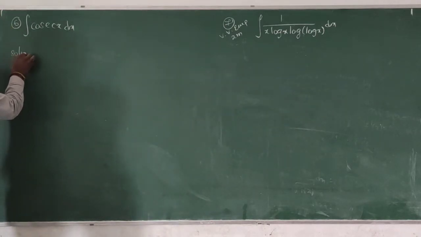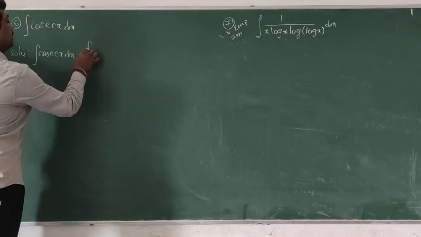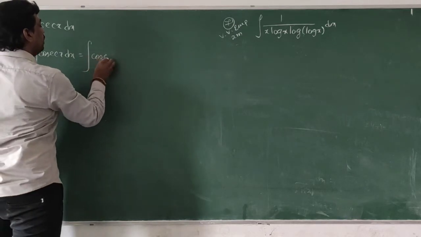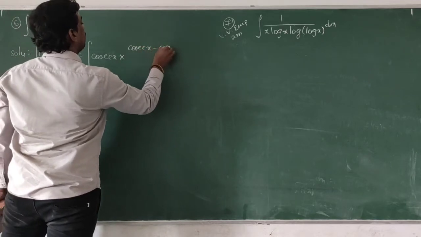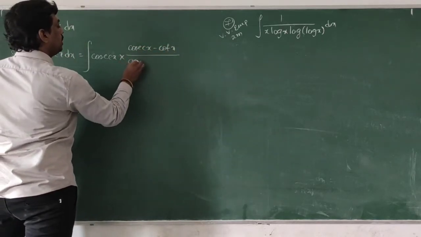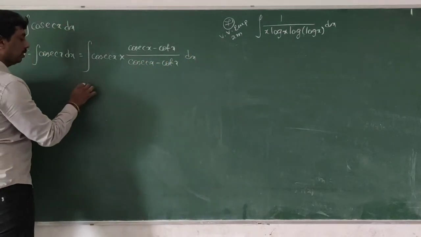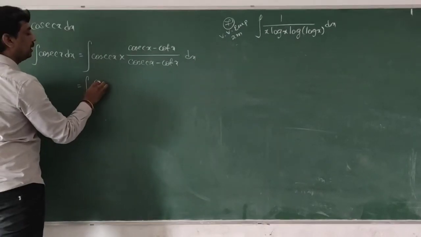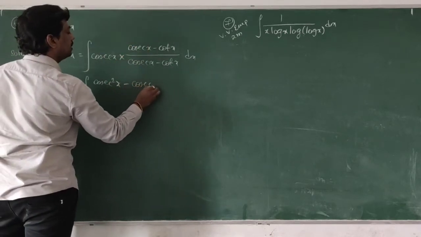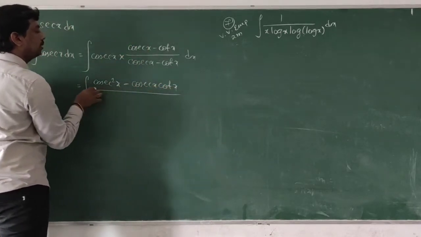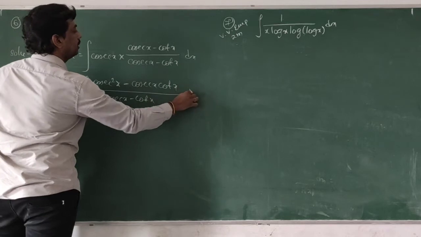Okay. So in order to solve this one, take the given integration of cosecant x dx as it is. Now multiply and divide the cosecant x by cosecant x minus cot x over cosecant x minus cot x, dx. Now cosecant x into cosecant x is cosecant square x, minus cosecant x cot x, over cosecant x minus cot x dx.